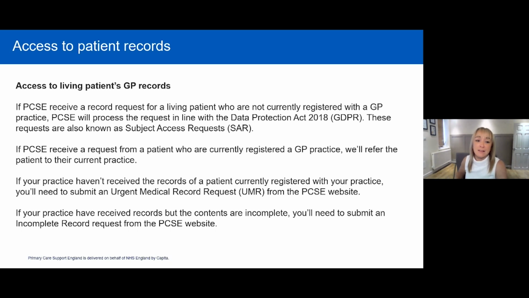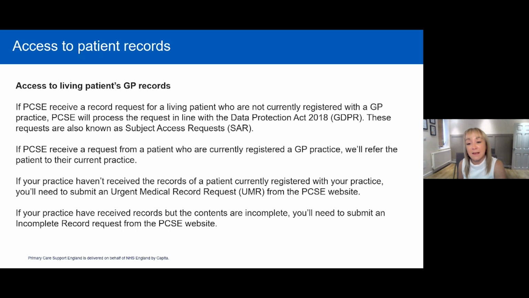Now, if your practice hasn't received the record of a patient currently registered with your practice, you'll need to submit an urgent medical record request, also known as a UMR, from the PCSE website. And if your practice has received records but the contents are incomplete, you'll need to submit an incomplete record request from the PCSE website.